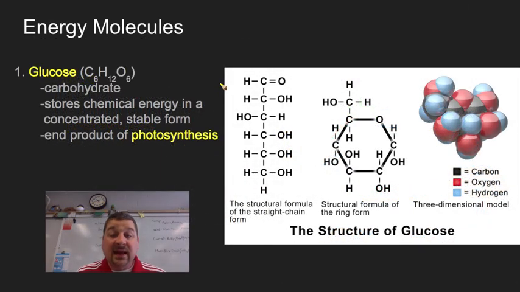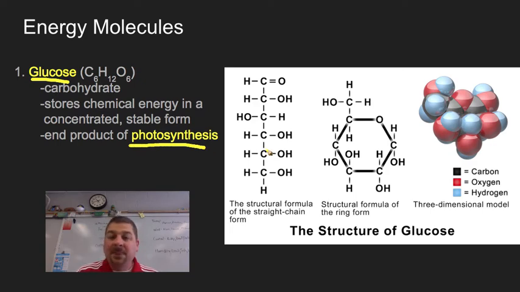When it comes to the energy molecules used to store that energy, the main one is going to be glucose, C6H12O6. We've studied this molecule a little bit before when we were talking about basic chemistry and organic chemistry. Glucose is a carbohydrate, remember, a monosaccharide. It is the monomer used to build bigger molecules, bigger carbs. It stores chemical energy in a concentrated, stable form. Here's our chemical energy. It's storing the energy together, and it is produced in the process of photosynthesis.